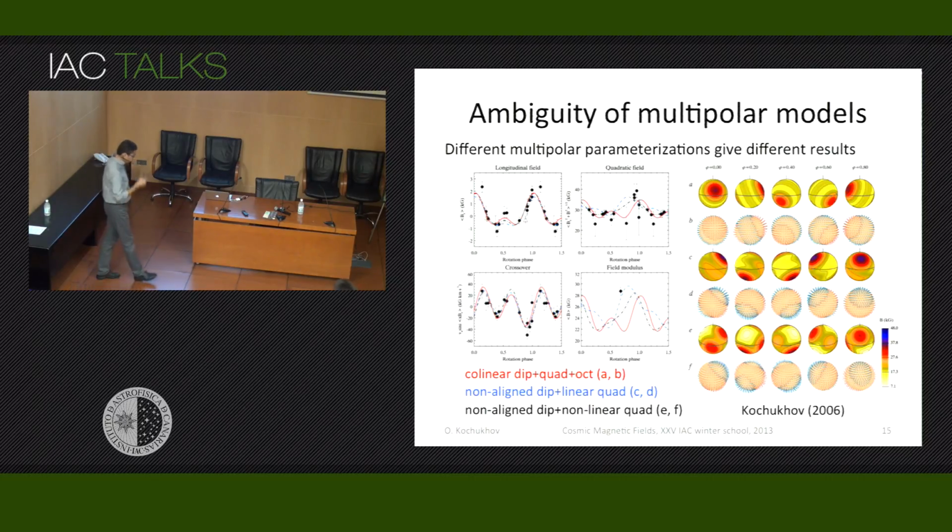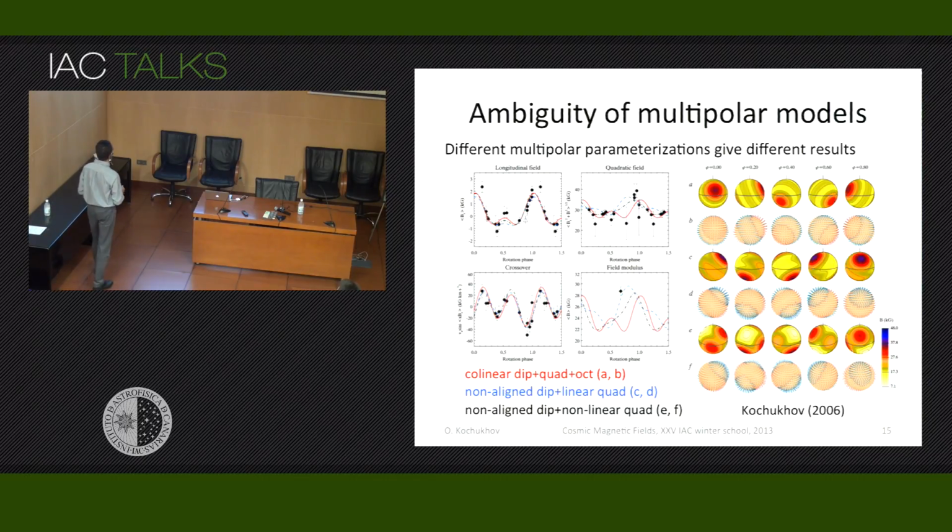Now, the disadvantage of these simple multipolar models applied to intermediate mass stars is that they have to be understood not literally, in the sense that we are not really deriving the surface map of the magnetic field, but rather we are deriving a statistical distribution of field modulus, line of sight component, and so on. And this becomes rather clear if one tries to apply these different magnetic parameterizations to the same observational data set and compare the resulting distributions of magnetic field.